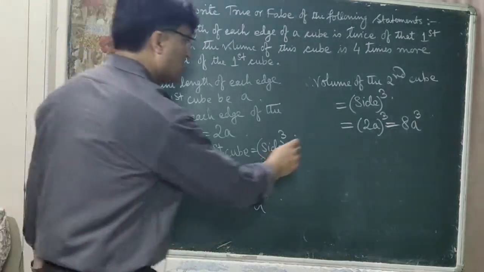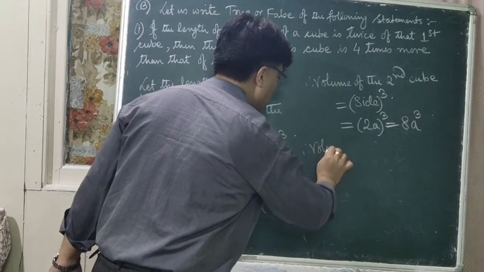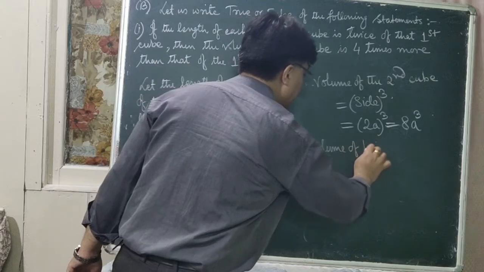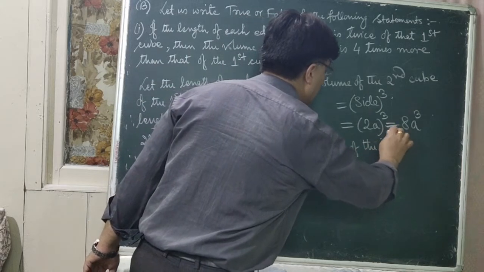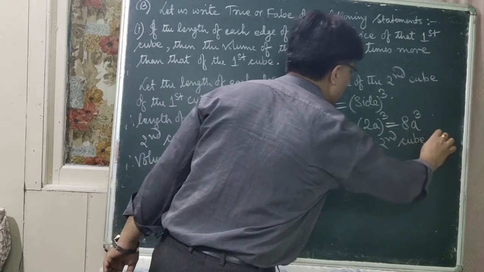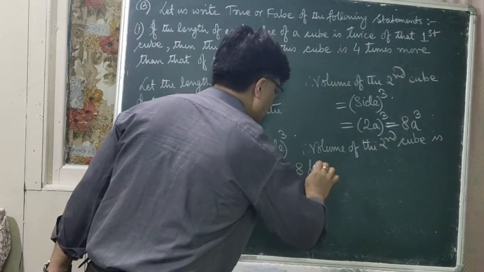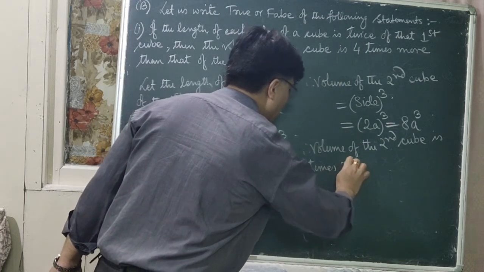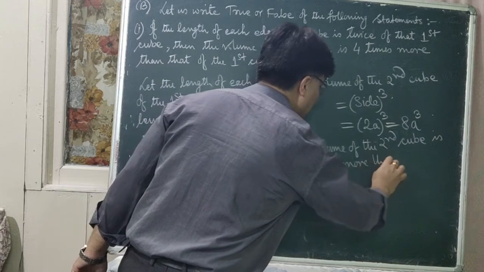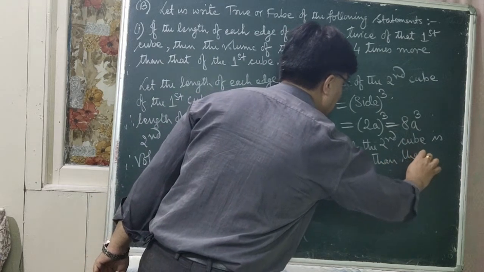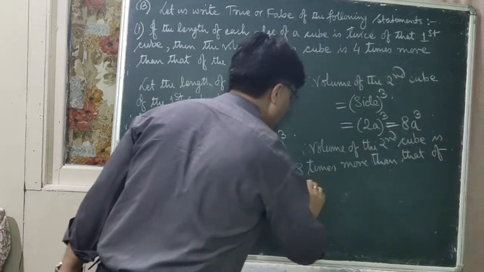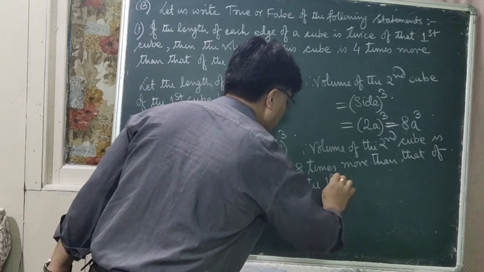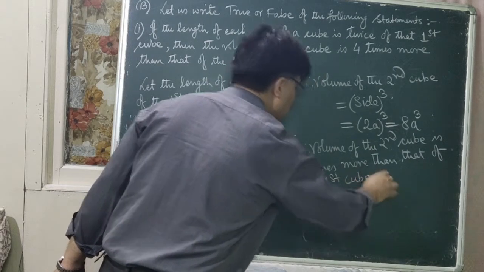Is that clear? So you can write here volume of the second cube is 8 times more than that of the first cube.